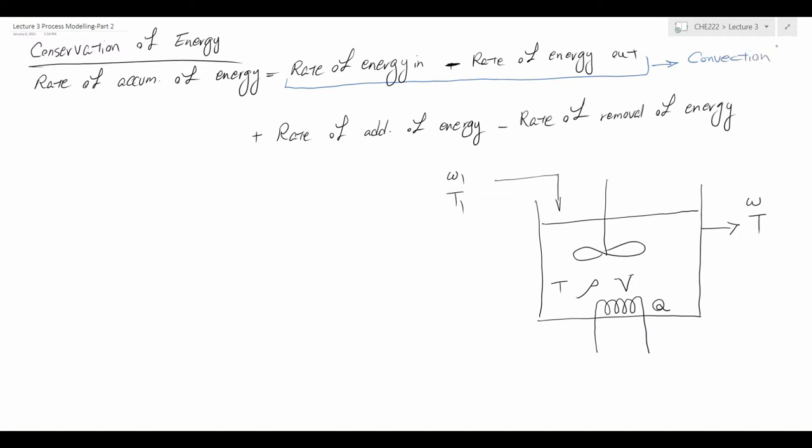When I say convection, I mean that energy is input to the system and extracted from the system by flow of matter. Whereas the other terms on the right hand side, basically these two terms, are addition and removal of energy to the system or from the system by means of work or heat transfer.